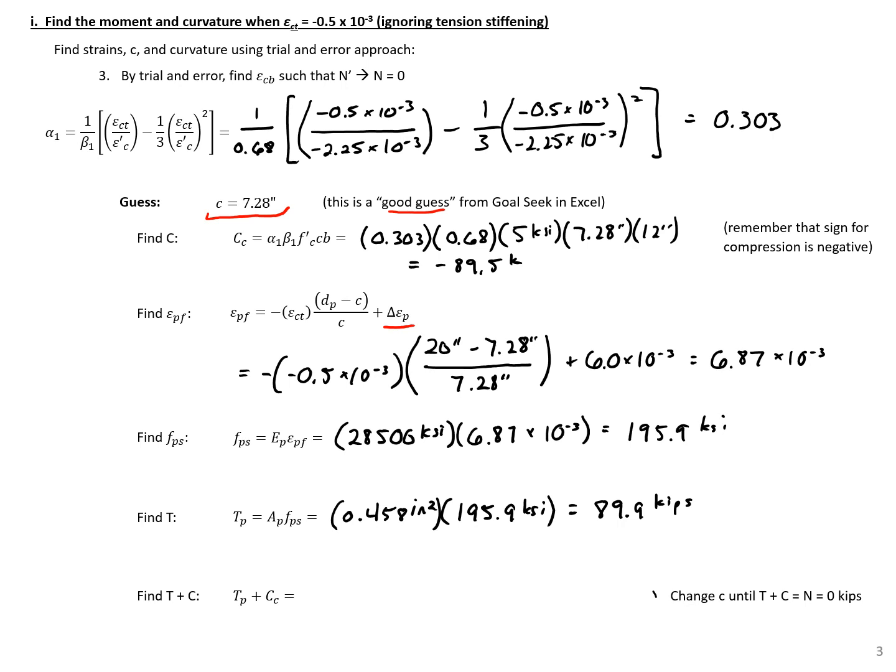We can check our equilibrium expression then. Our compression component, our tension component, 89.9 kips, minus our compression component, 89.5. And we can see this is about equal to 0. So we know that our C here checks. If we were doing this iteratively and we didn't get our total axial force equal to 0, then we would need to change our C until we got a value equal to 0.